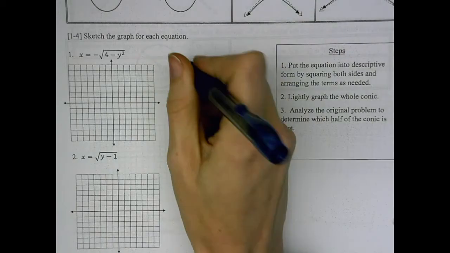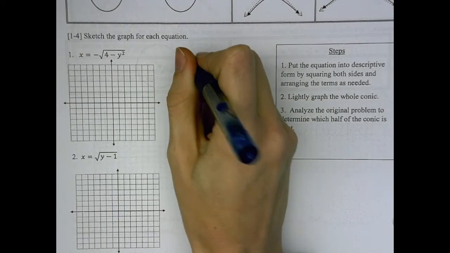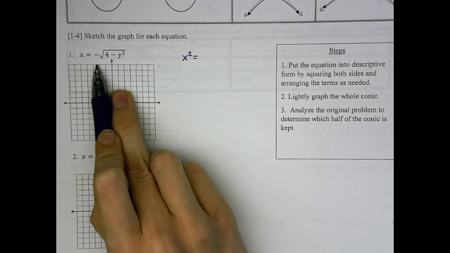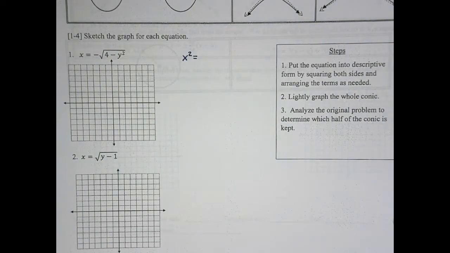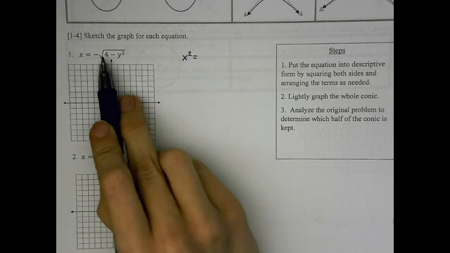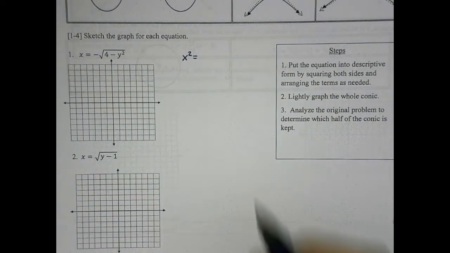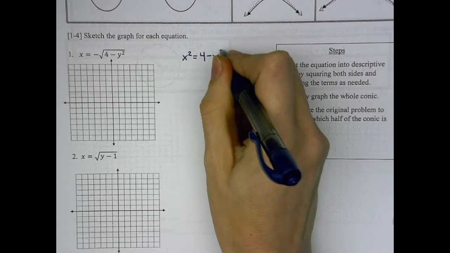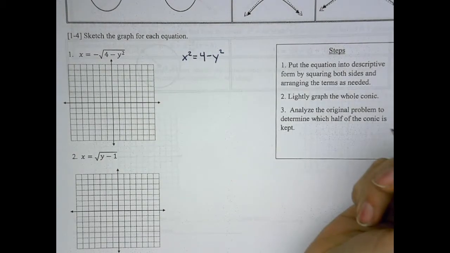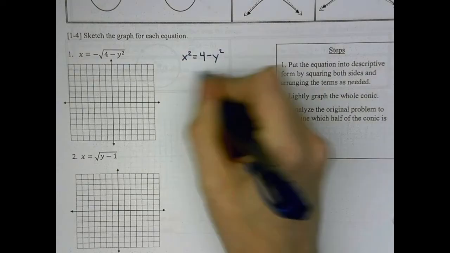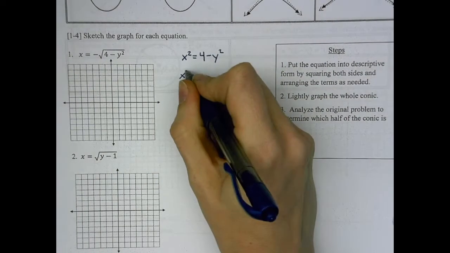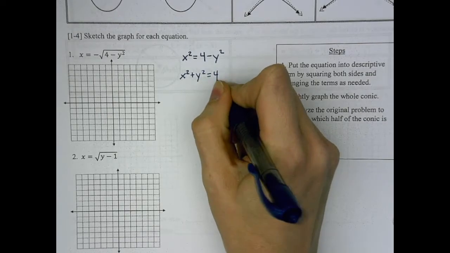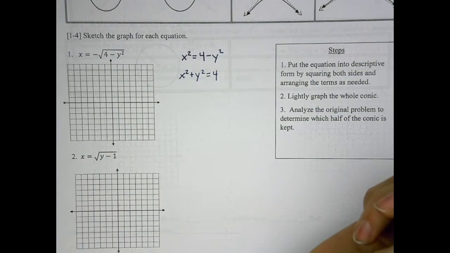Squaring x is going to be x squared. Squaring the negative is going to cancel the negative, right? Negative times a negative is a positive. And squaring the square root is going to cancel the square root, so we have 4 minus y squared. And already we know this isn't a parabola because I have 2 squared components. Okay? So then if I add this y squared over to the other side, we get x squared plus y squared equals 4, which is in the form of a circle.